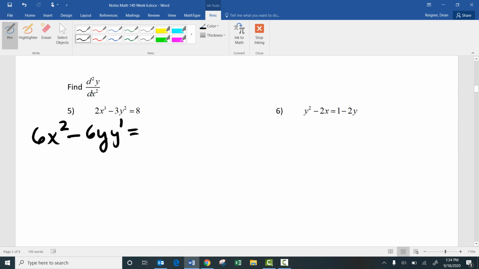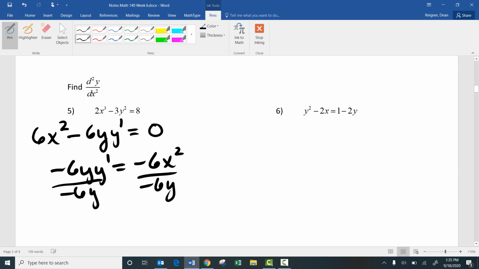Now be careful. The derivative of a number is always 0. Don't put 8 there. All right. Negative 6y prime. And then move that over to the other side. We'll subtract it. And then to solve for y prime, you divide by negative 6y.